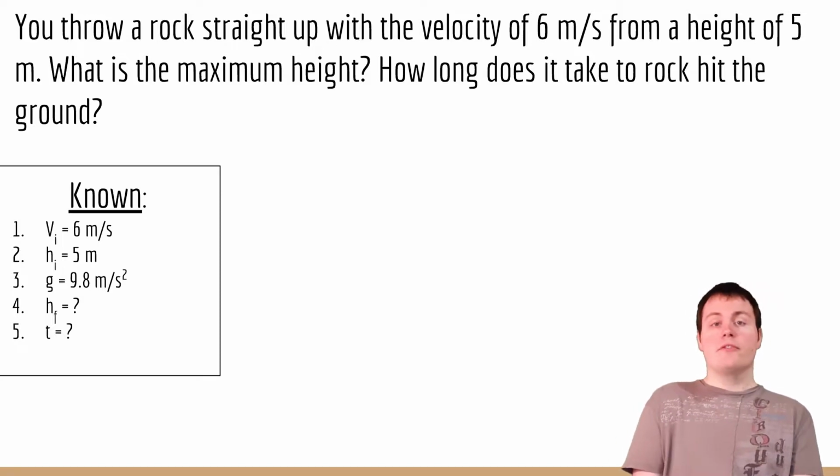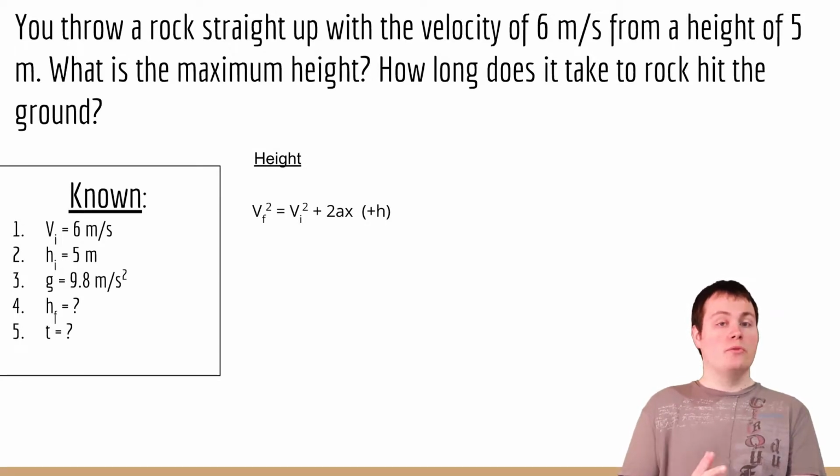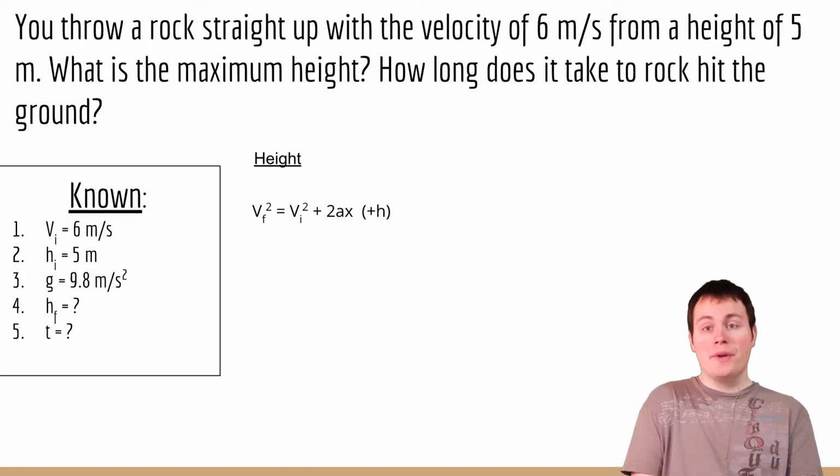So let's look at first the height. In this case, the formula, the final velocity squared is equal to initial velocity squared plus 2ax will work best, except we're going to make sure that we add height in at the end, as normally that's always there. It's just that normally we're throwing something from the ground, so it has an initial height of 0, which means it just kind of goes away.